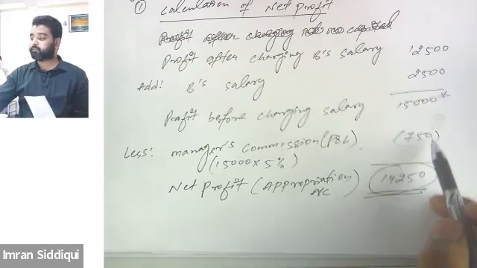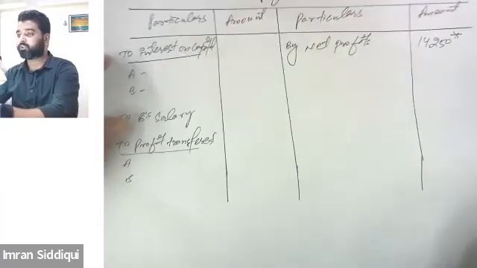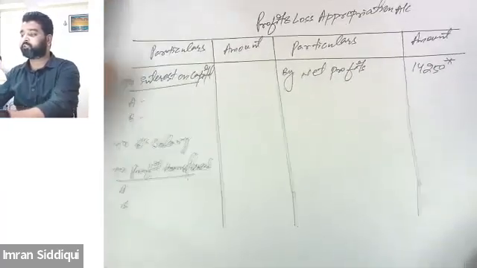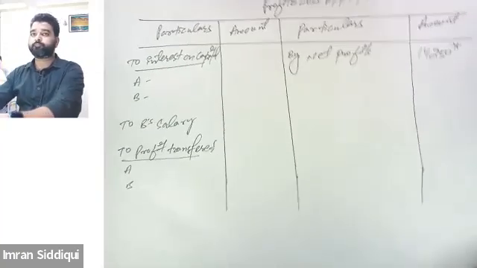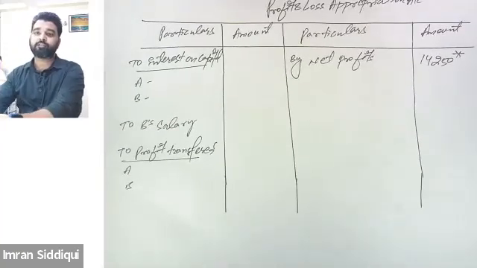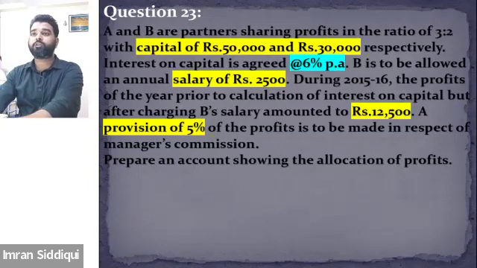So 750 will be subtracted out of 15,000, we will get 14,250. So I have taken this value 14,250 and written it in the P&L appropriation account. Now we will write down the other expenses. So other expenses will be interest on capital. Interest on capital is how much?